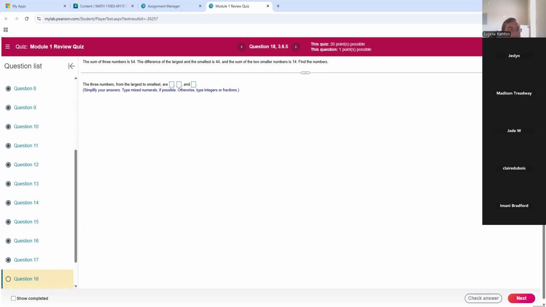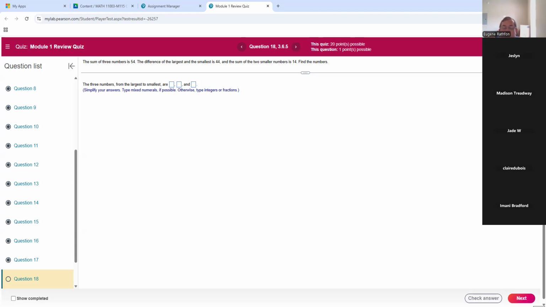All right, y'all. So this is another word problem. The sum of three numbers is 54. So X plus Y plus Z equals 54. Now remember, on this one, I put my largest row first and then my smallest row last. So the Y will be my middle number, okay? So I'm going to do large, middle, small.